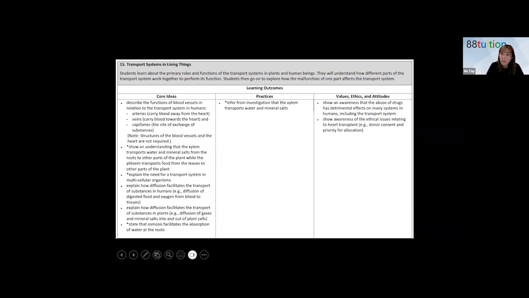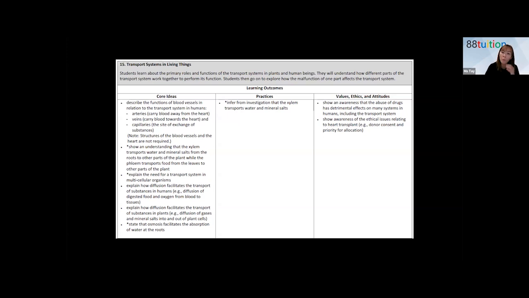Okay, core ideas for this particular chapter, right? Describe the function of blood vessels in relation to the transport system in humans. So now you have new terms that you need to be familiar with, arteries and veins. When you were in primary school, the teacher only wanted you to learn heart and then the blood vessel, correct or not? So blood flowing in the blood vessel. Now you need to know what's the meaning of arteries, what's the meaning of veins.